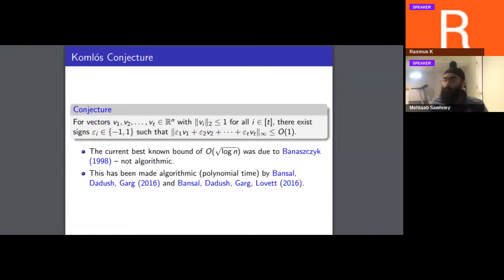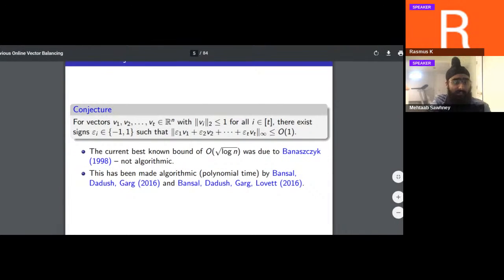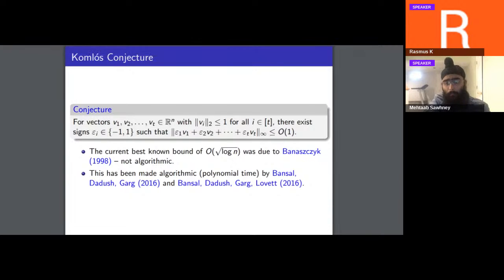However, in this setting of the Komlós conjecture, you're given all your vectors beforehand. So you're presented with the vectors v1 through vt, and then you pick signs epsilon_1 through epsilon_t to minimize the discrepancy. In this talk, we'll be considering a slightly different setting, in particular the setting of online vector balancing.